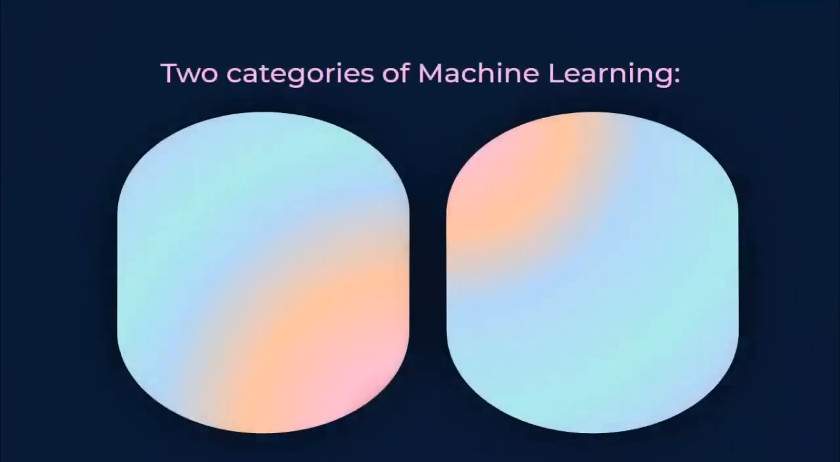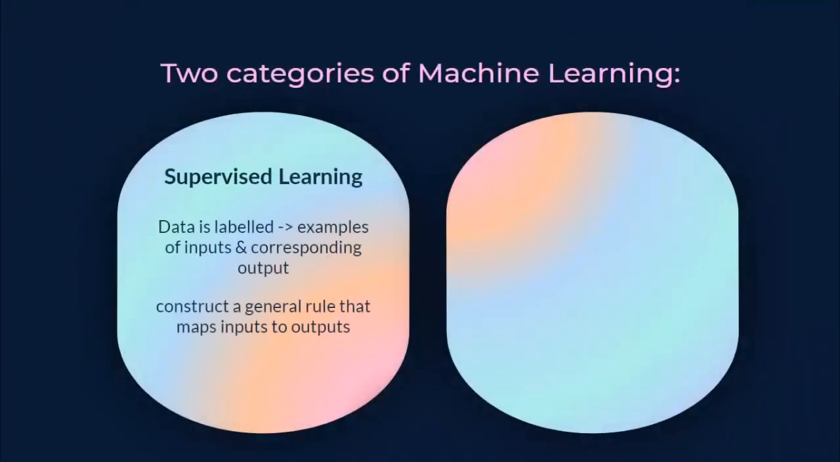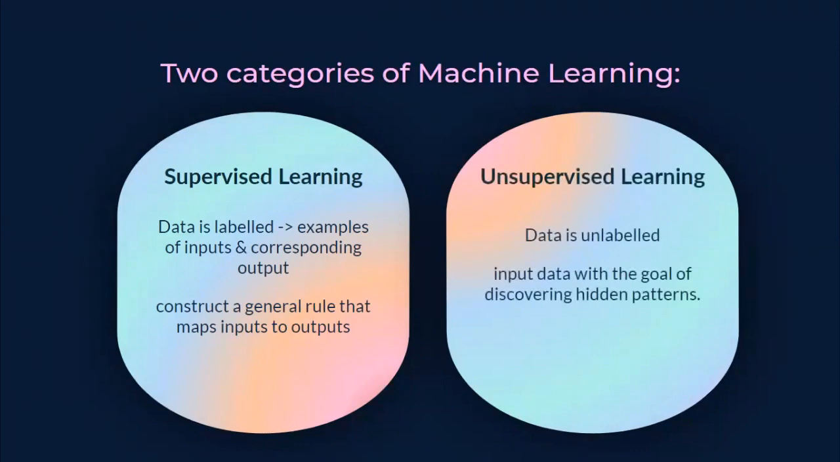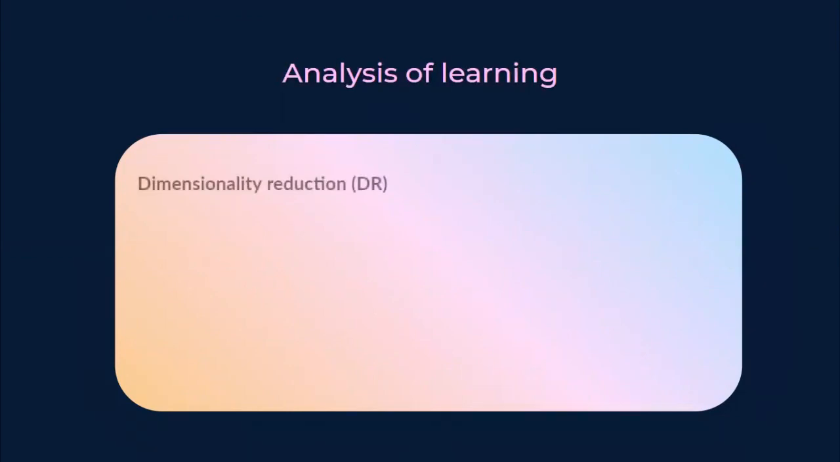Under machine learning, there are two categories. Supervised learning is one category where the data is labeled, as in there are examples of input and corresponding output. So it constructs a general rule that maps input to outputs. For example, one input data is classified with a general rule to predict a specific output. The other category is unsupervised learning, where the data is unlabeled and the goal is discovering the hidden patterns.